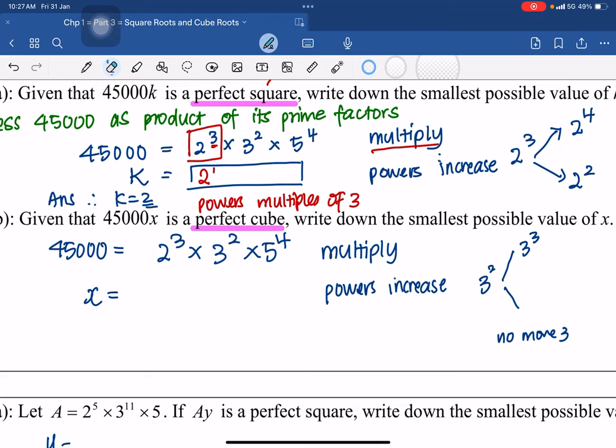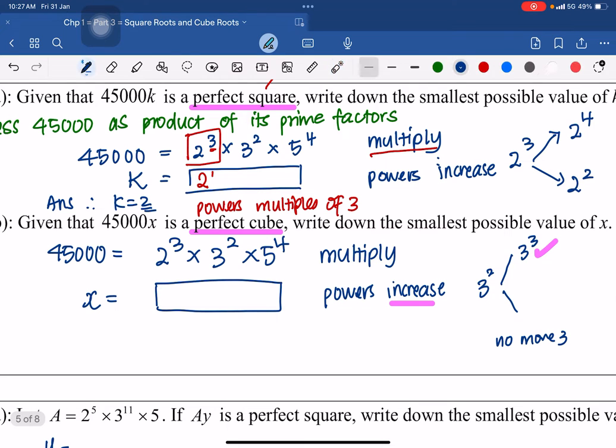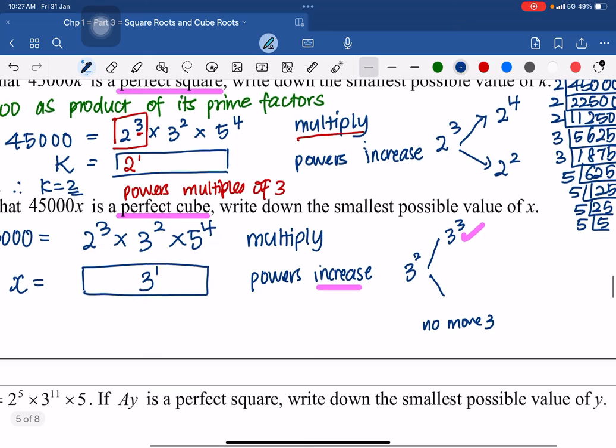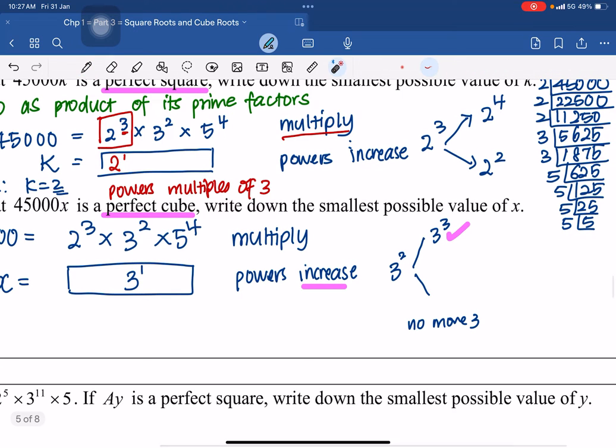So in this case, I need to increase my power, right? So I have to choose 3 to the power 3. Let's check what number I need to multiply. I already have 3 squared, already got 2 of them. How many factors are missing? I need one more, 3 to the power of 1. Okay, next one, let's check. This one is done, right?